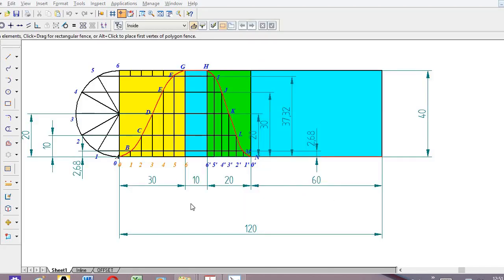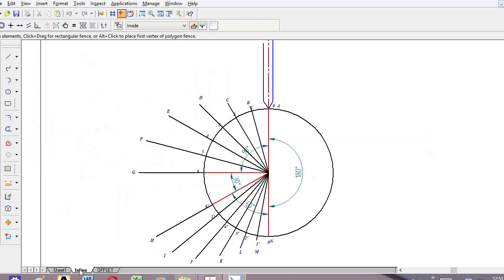Similarly, for the angle of descent, you measure the displacement values. That is the distance from 6 dash to H, which is 40 mm. And 5 dash to I will be 37.32, then 4 dash to J, and 3 dash to K. Like this you measure all these displacement values and mark them on the cam profile. From 6 dash to H, take it as 40. Similarly, the length keeps reducing till the final point, that is 0 dash.